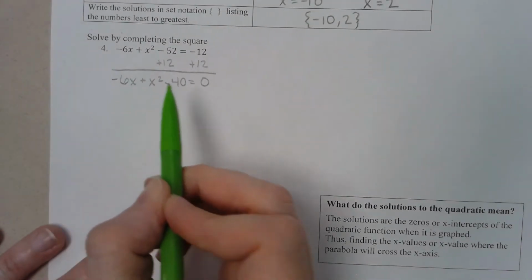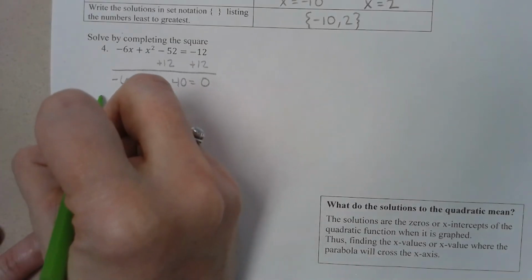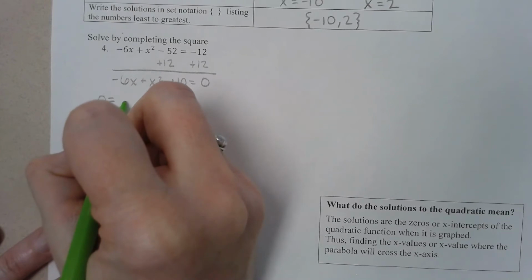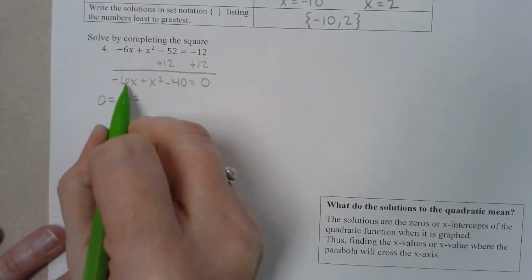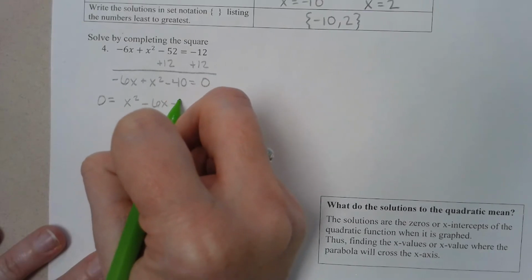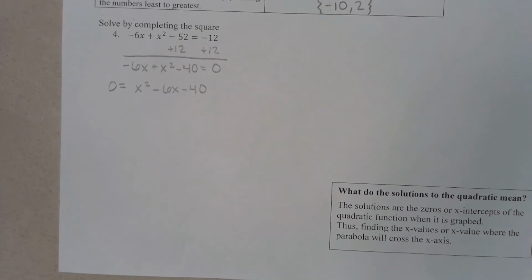So let's put these in the correct order. And me personally, I like to have my 0 on the left when I'm completing the square. So let's start with 0 equals our ax squared term will be that 1x squared. Our bx term is the negative 6x. And then finally the c, the negative 40. So that is our equation in standard form. We're now able to complete the square.